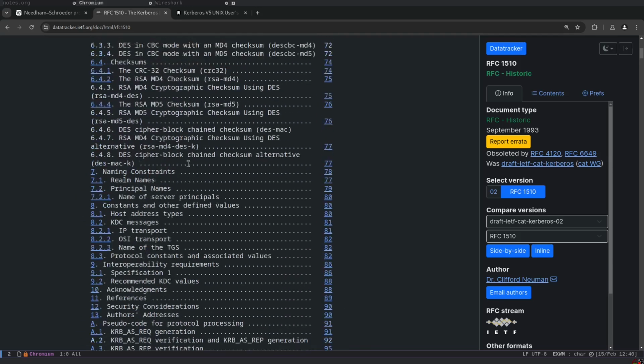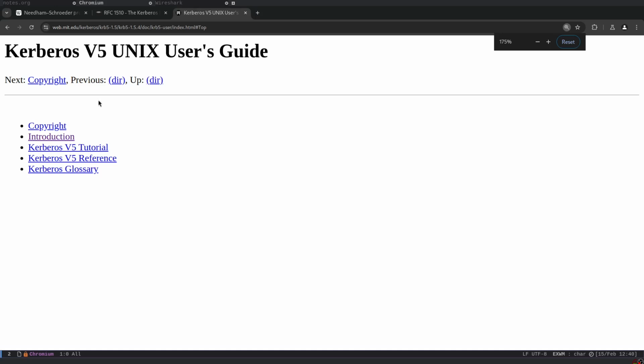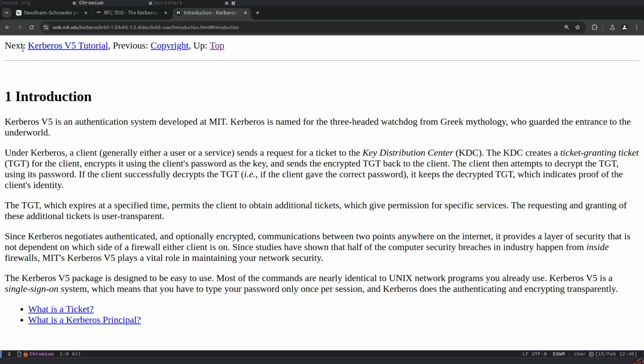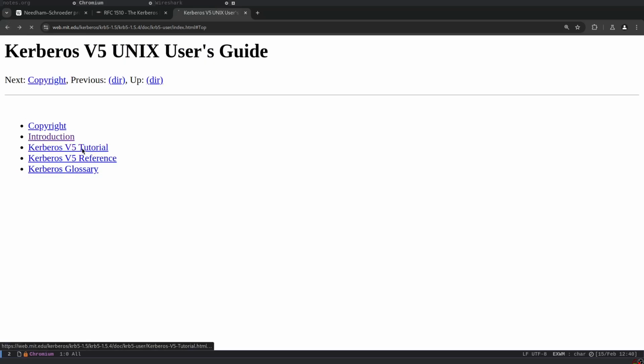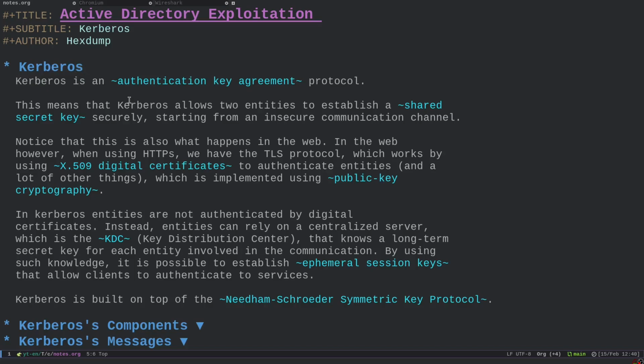Always check the RFC. And then here I also put the Kerberos v5 Unix user guide. So this is a specific implementation of Kerberos, and once again, it's another way to describe how it works. And in this case, you also have practical setup on how to set it up, essentially. So that's basically the idea.